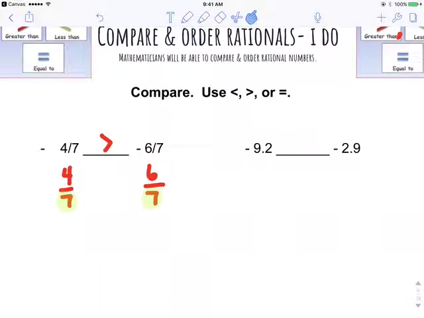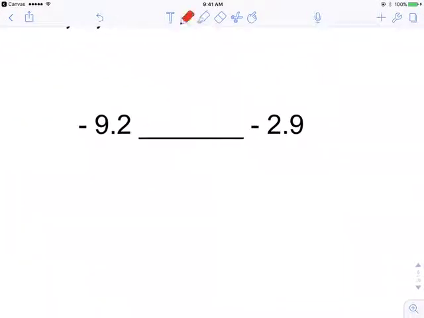Same thing when I'm comparing two decimals. Both negative, I want to think which one's closer to 0. So, because this one is a 9 and this one is a 2, the decimals don't even matter because I automatically know that 2 is closer to 0.